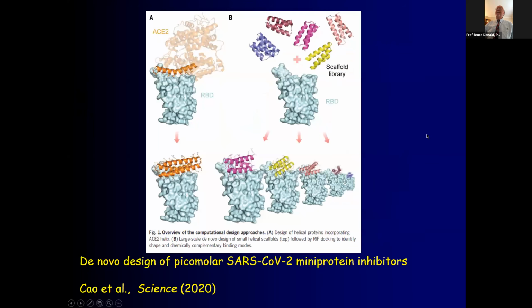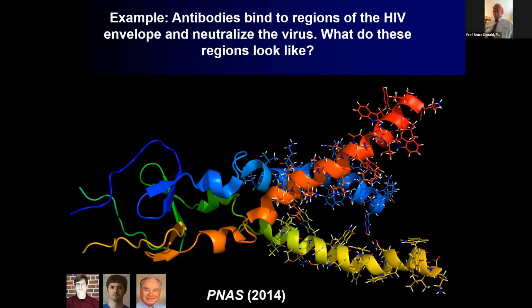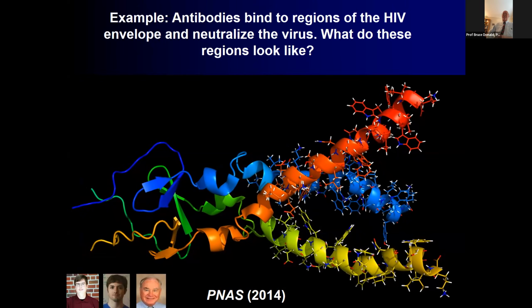All right, as I mentioned, this is an example of using in silico design to predict things that would bind to the spike protein of SARS-CoV-2 and therefore prevent its attachment to the ACE2 receptor and therefore infection. So very interesting. So let me give you another example. This is from my own work.